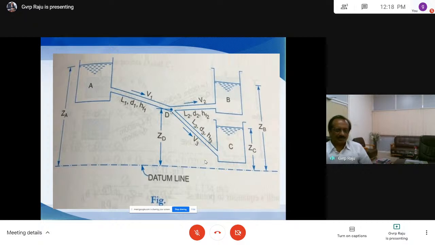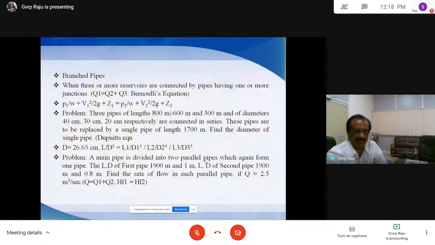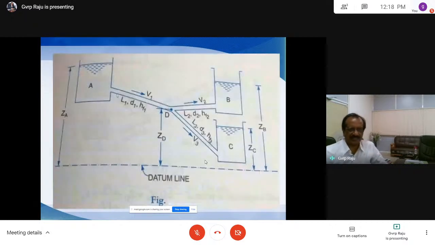Then how will you do this problem? Simple way of doing the problem here. So the first one is, when three or more reservoirs are connected by pipes having one or more junctions, which is called a branching system, and the pipes are called branching pipes. Then we have the equations here. The first one is the discharge equation.